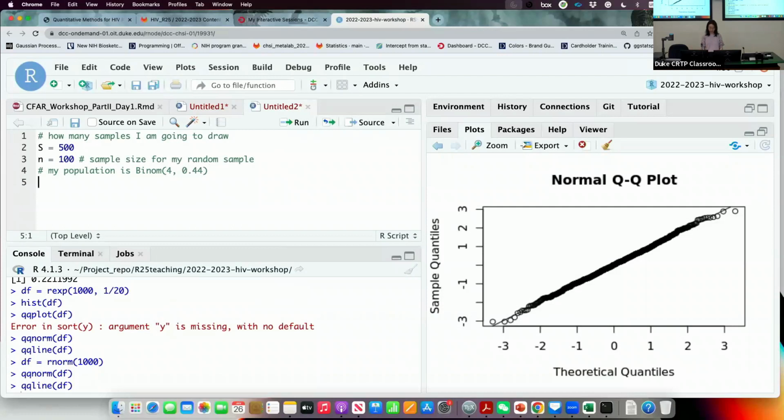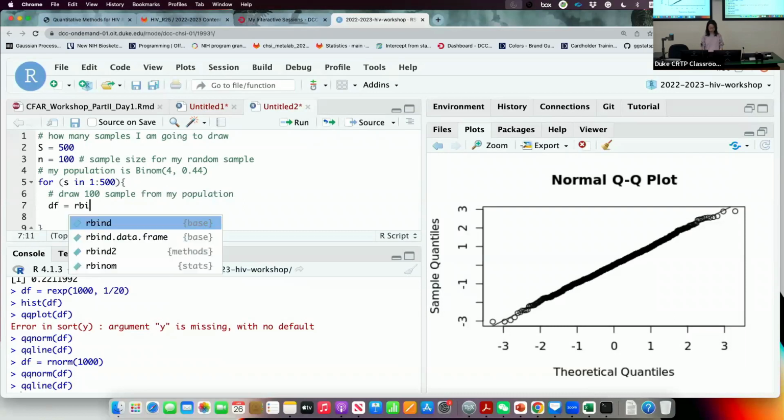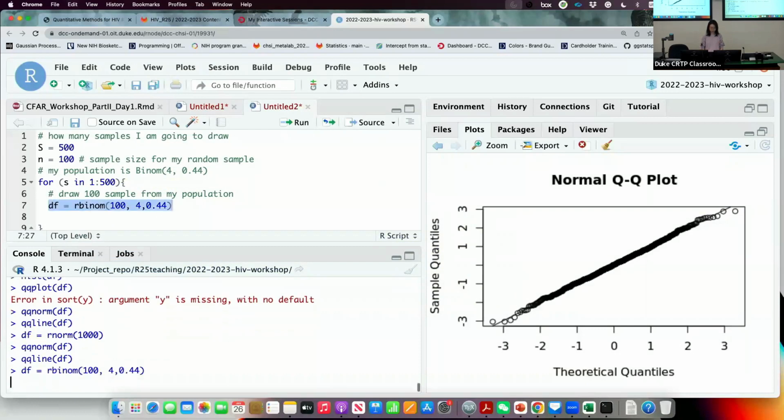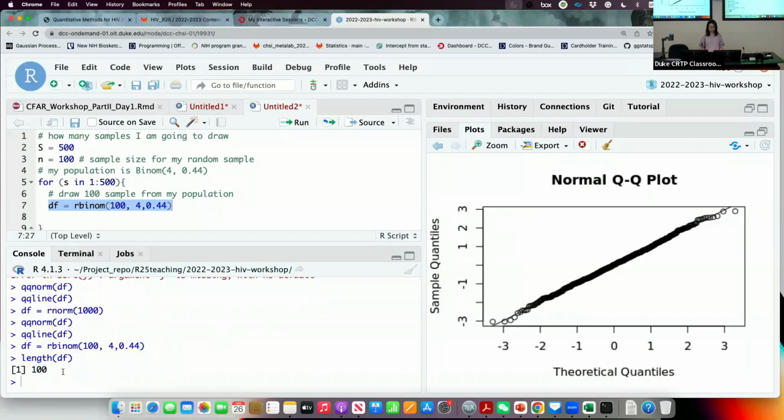So what I can do is a for loop, for S equal to 1 to 500. I'm going to do this random sampling 500 times. Each time, I'm going to generate a random sample from the population. Draw 100 samples from my population, so my data will be from rbinom. I'm going to draw 100 samples from my population, 4 and 0.44. For example, if I draw this once and check the length, you see I'm actually generating 100 data points.